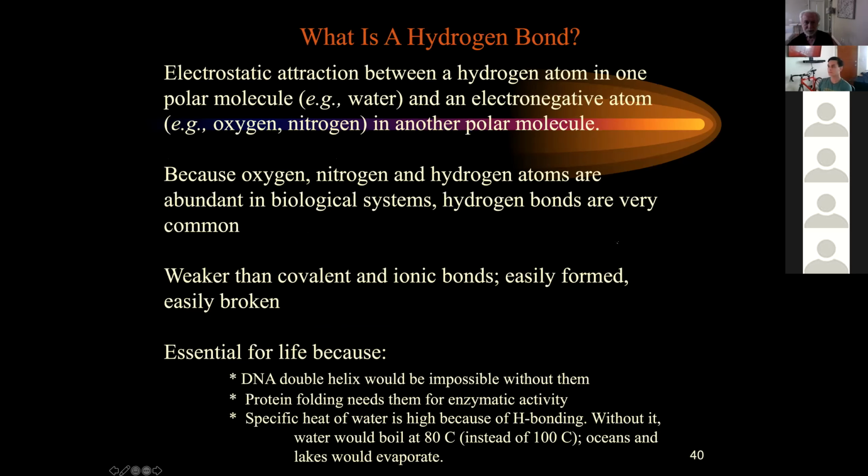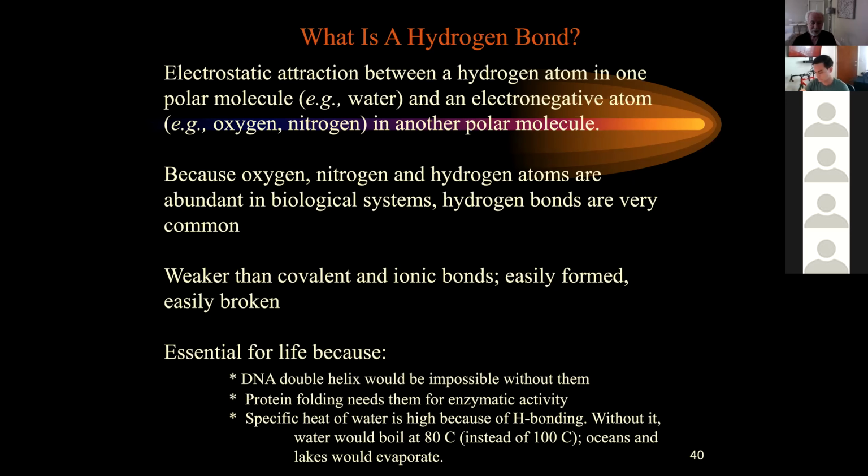That leads us to a hydrogen bond. And hydrogen bonds are very important. Life couldn't exist without hydrogen bonds. So what is it? It's an electrostatic attraction between a hydrogen atom in one polar molecule, for example, water is a polar molecule, and an electronegative atom in another polar molecule. And that electronegative atom can vary. It can be oxygen, it can be nitrogen, it can be something else.